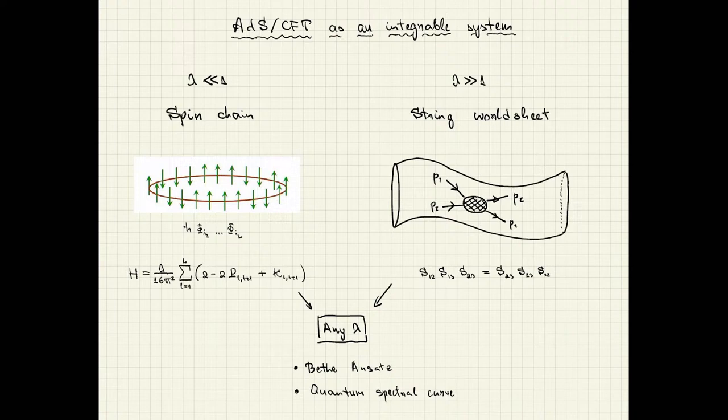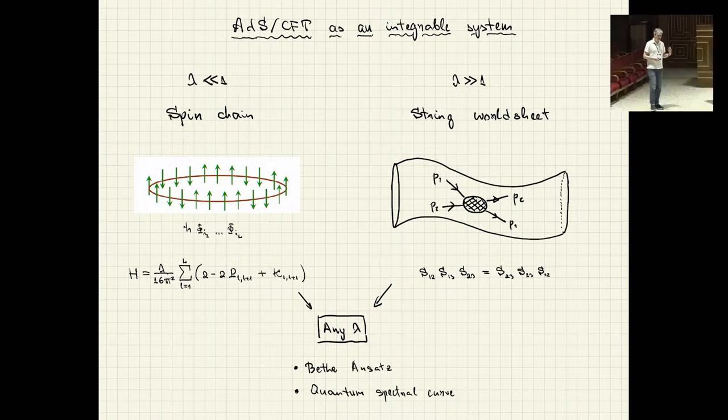It manifests itself on the weak coupling side if we interpret the dilatation operator as a quantum spin chain. This quantum spin chain turns out to be integrable, and it can be solved by Bethe ansatz. On the strong coupling side, the scattering theory on the worldsheet of the string turns out to be integrable, and its S matrix satisfies all axioms of integrability.